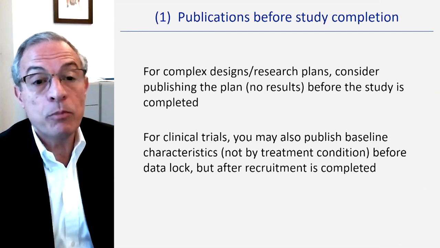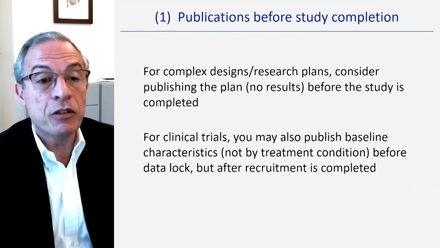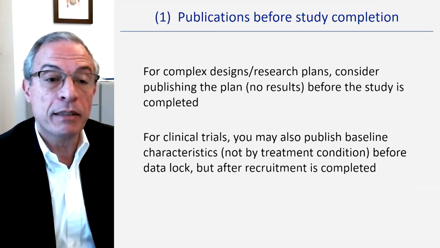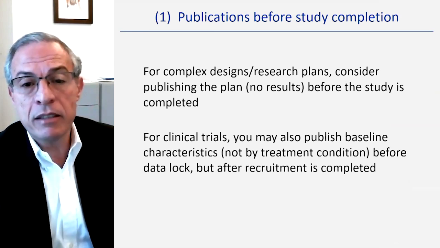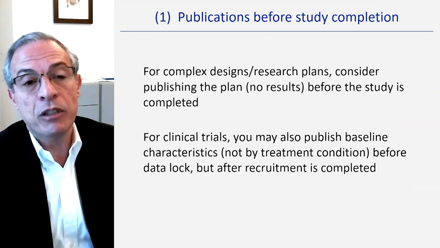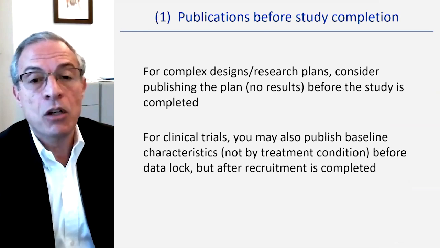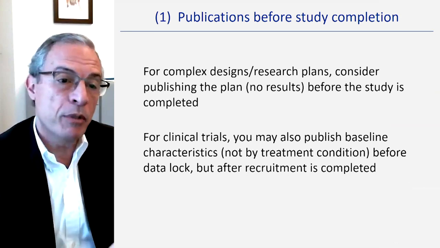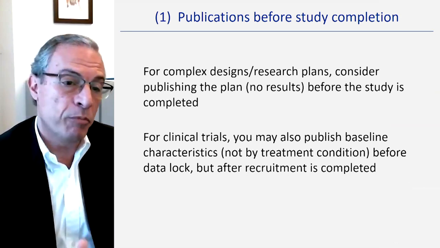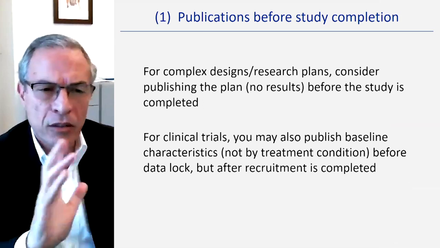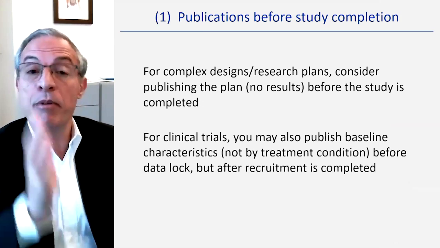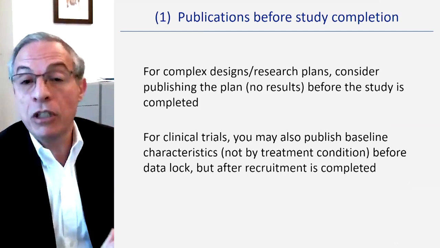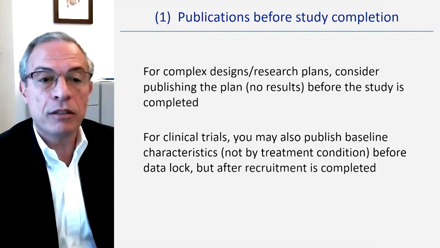For clinical trials, you may also publish baseline characteristics. These are pre-randomization characteristics, not by treatment condition, published before data lock but after recruitment is completed. First, let me explain data lock. Data lock is an expression that means that when the trial is completed and everything has been collected, people go over the data without any analysis to make sure the numbers are right, missing values are filled if possible, and anything that doesn't look right is fixed. Once that is done, and before any analysis, you lock the data, meaning you're not going to touch it or change it anymore. That's it. You lock the data.